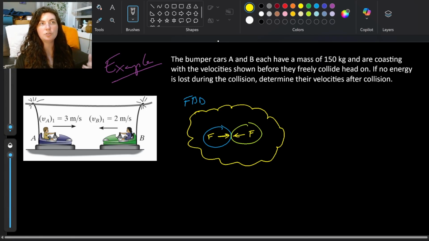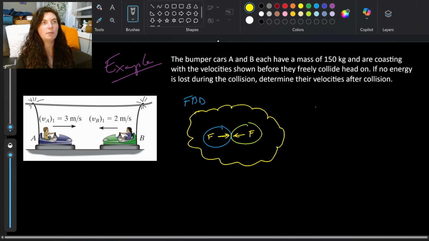And so what we're going to do is try to find out what those final velocities are after the collision. So this is another great case of conservation of momentum, where we're going to assume all of those impulsive forces are internal, there are no external impulsive forces.